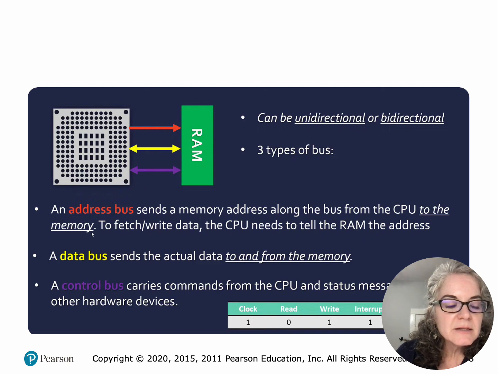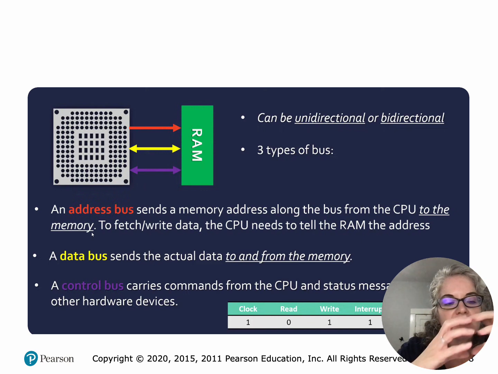So let's say that I want to get the value of something in an address. The CPU sends instructions to RAM and says, give me the data that's in this address, and it passes it that address. Or maybe it wants to write to the address. So it sends RAM the address so that it can write the new piece of data in RAM.